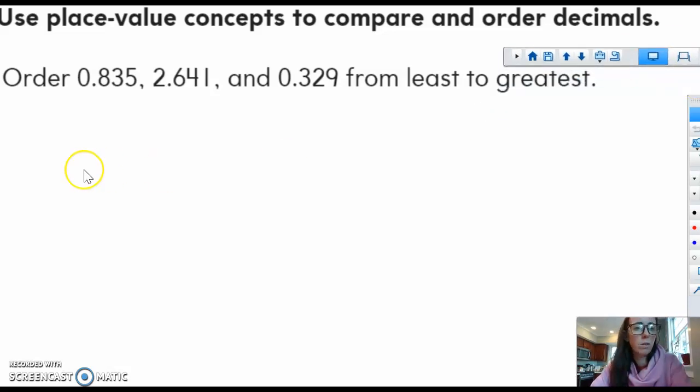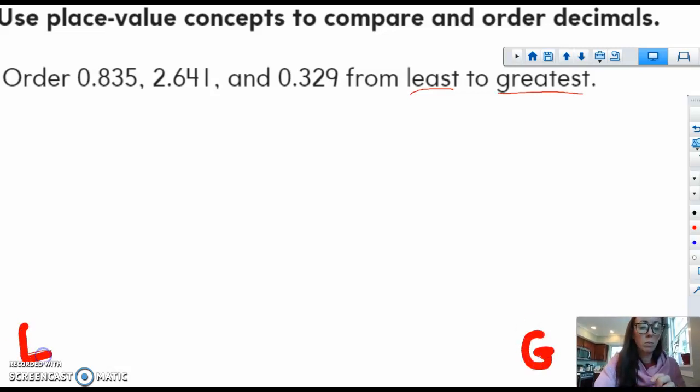So we're going to start by talking about ordering decimals. And I have 3 decimals that we're going to work with: 0 and 835 thousandths, 2 and 641 thousandths, and 0 and 329 thousandths. It's really important that on problems like these, we're paying attention to the directions. They want us in this problem to order the decimals from least to greatest. So I always start by writing an L on the left of my answer space to remind me that I'm putting my least decimal first, and then a G on the right.